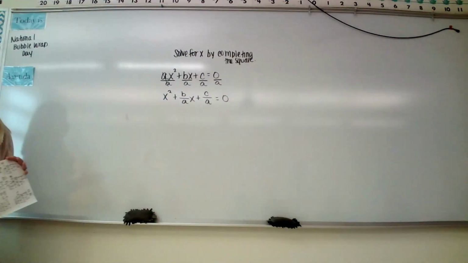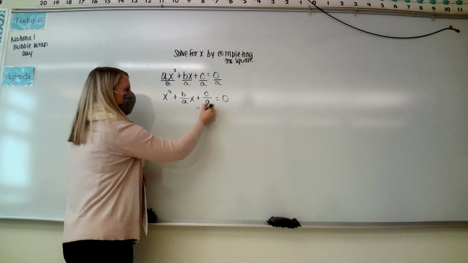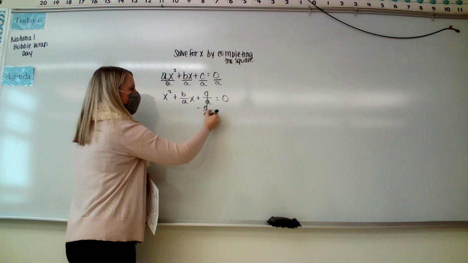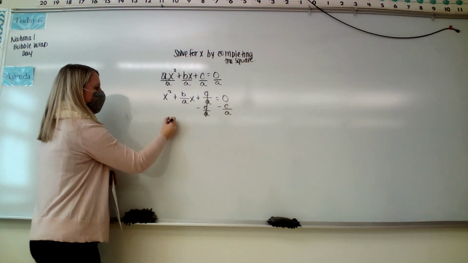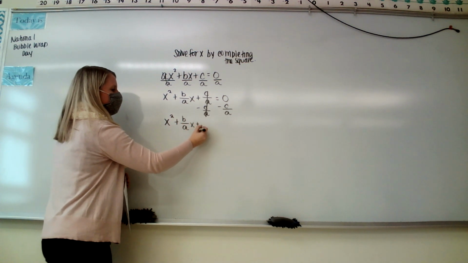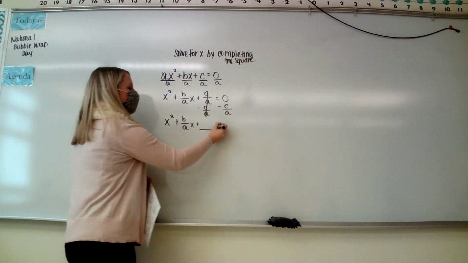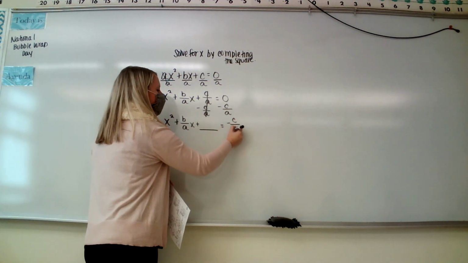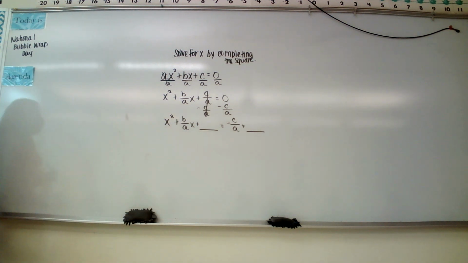But let's get it into the actual setup that we need as well. We want the constant, c over a, on the right side. So I end up with x squared plus b over a x plus blank. We add that blank to complete the square, equals negative c over a plus blank. I'll try to pause after each step, just because I know it's kind of a lot of writing.